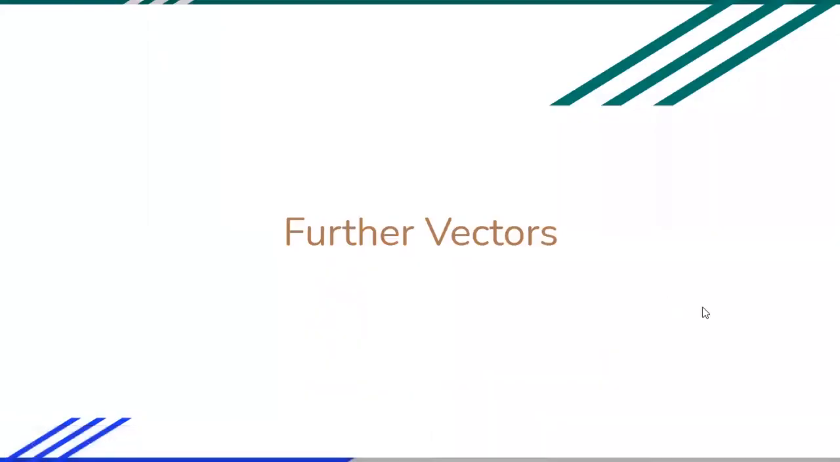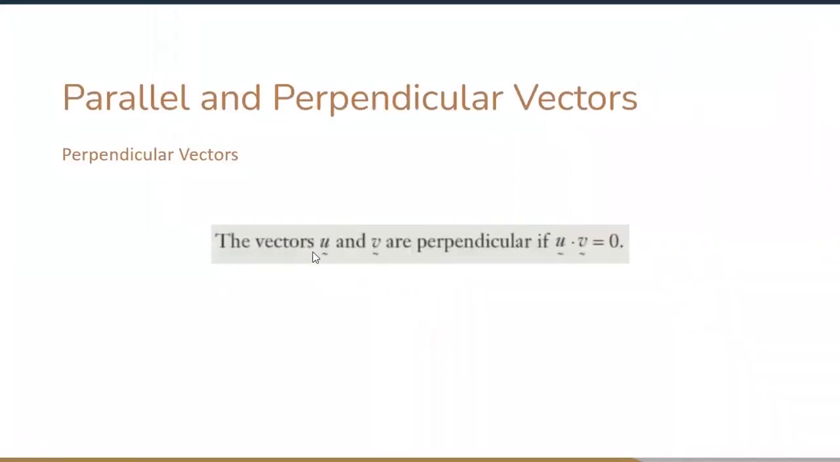Alright, so today we're going to be continuing our study of some of the harder topics in vectors, and specifically we'll be going over perpendicular and parallel vectors and how to test whether or not they are. So, the vectors u and v are perpendicular if u dot v is equal to 0. So that means that the dot product of u and v is 0.